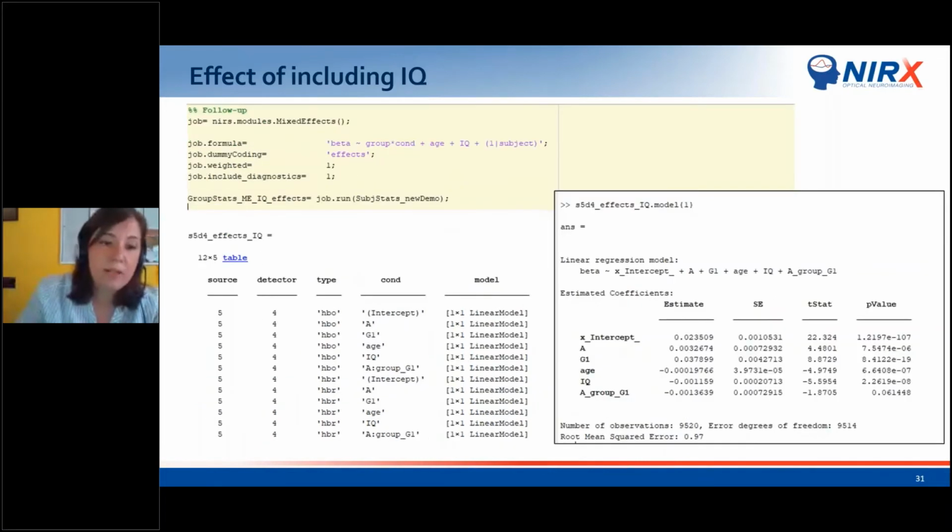Again, before we were only looking at the ANOVA results, now we follow up more closely. We run again the mixed effects with the NIRs.modules.mixed effects. We run again the same formula, but we add the IQ, and this is the lookup table. And again, you can go inside each model and look up the diagnostics of the model. You have an overview of everything related to the model.